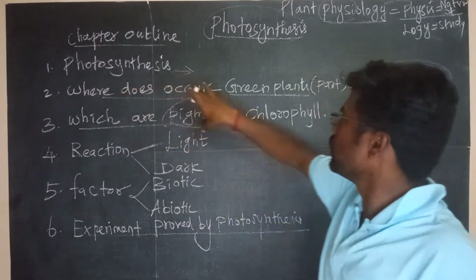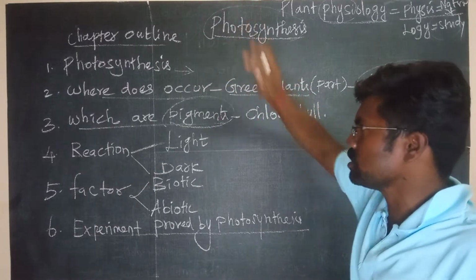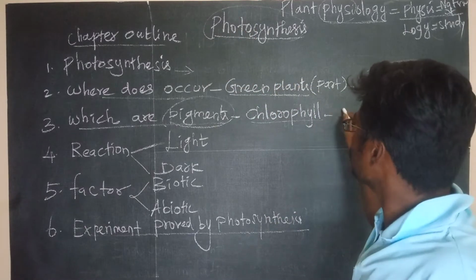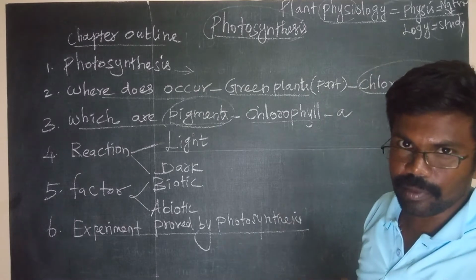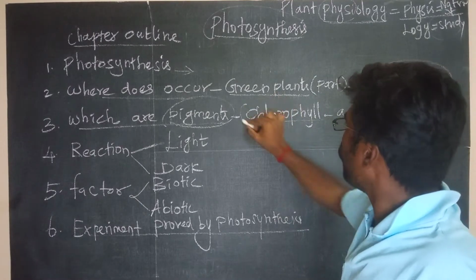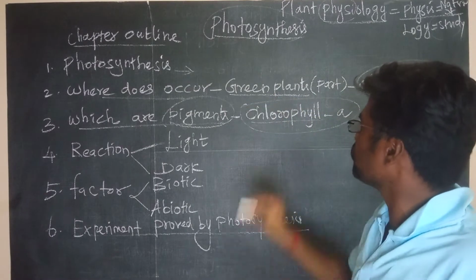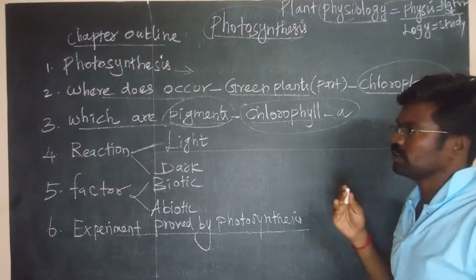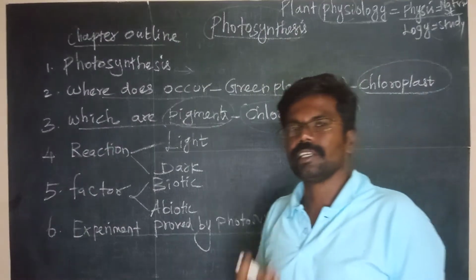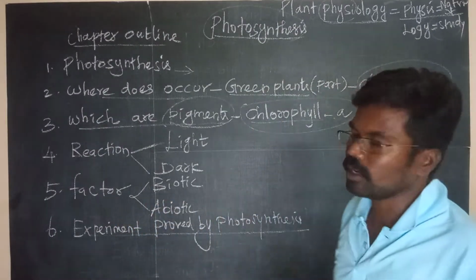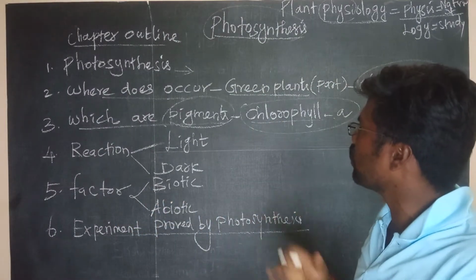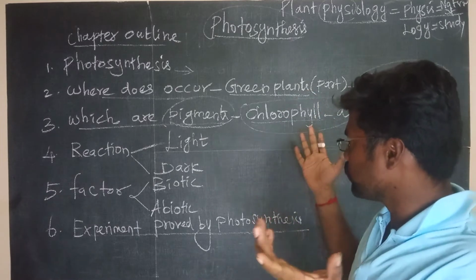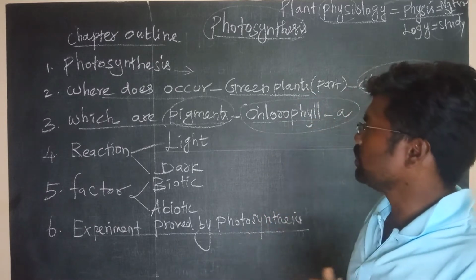Which pigment is involved in photosynthesis? Namely, chlorophyll. It is also called the universal pigment, chlorophyll A. The rest, like chlorophyll B, C, D, carotenoids and so on, are different types of pigments. These are all called accessory pigments. They are mainly involved in photosynthesis because of their light harvesting nature.